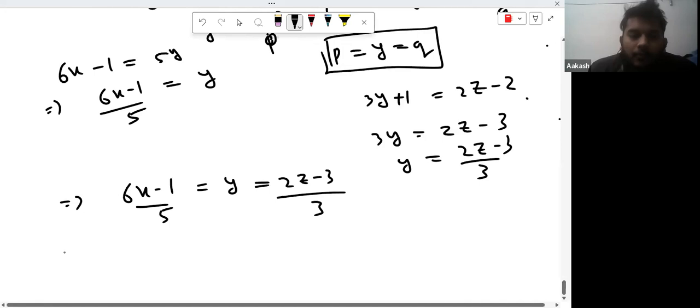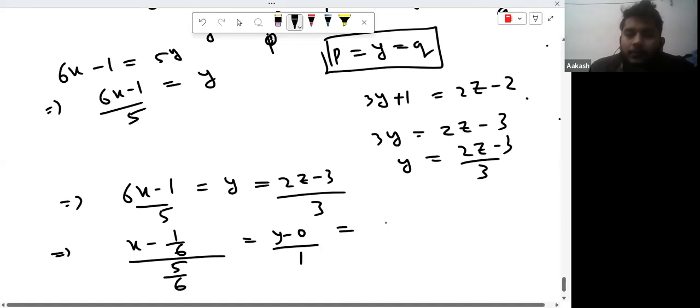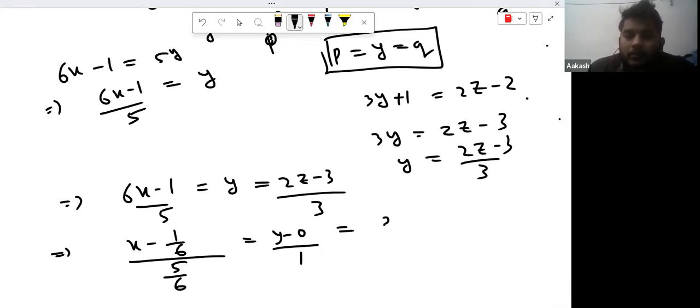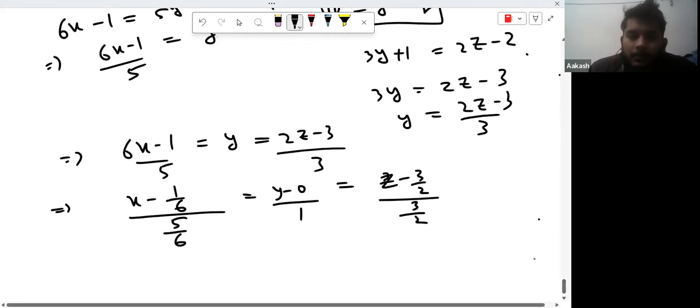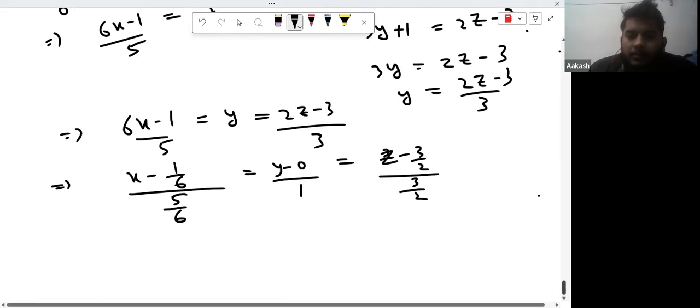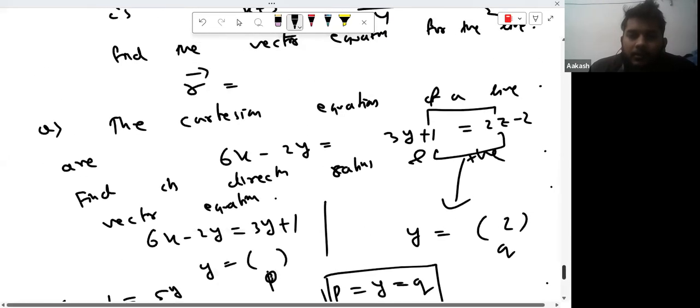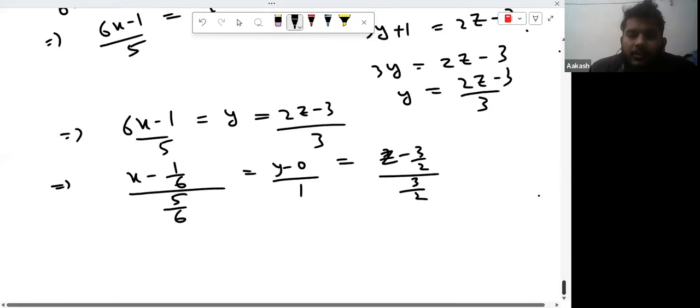Even now this is not in standard form because the coefficient should be 1. So we can take 6 common. We can write x minus 1 upon 6 by 5 by 6 is equal to y minus 0 upon 1 is equal to, if I take 2 common, z minus 3 by 2 upon 3 by 2. Okay. Yes, sir. So now we can get the vector equation and what they were asking, the direction ratios. So these are the direction ratios, right?